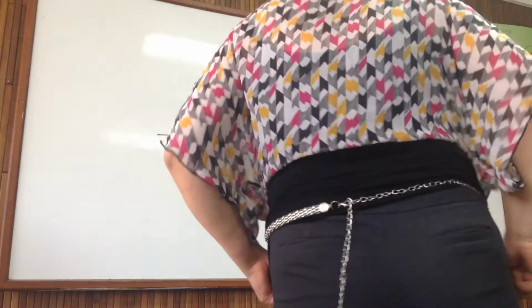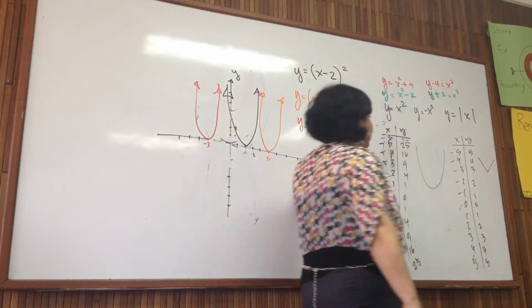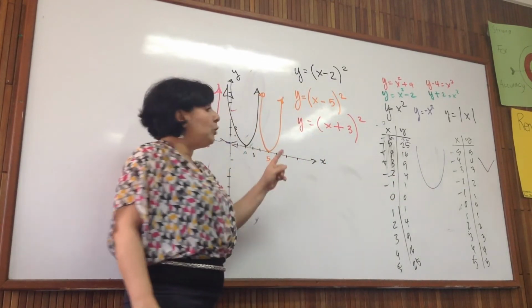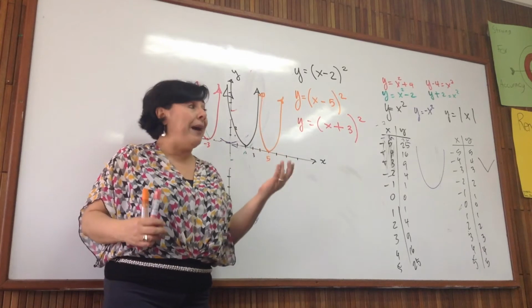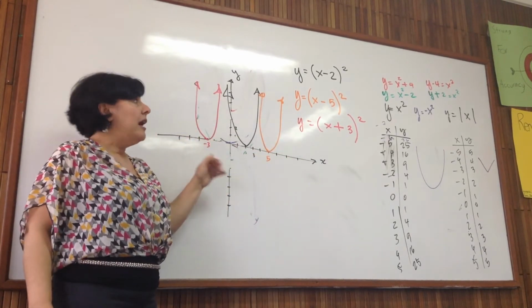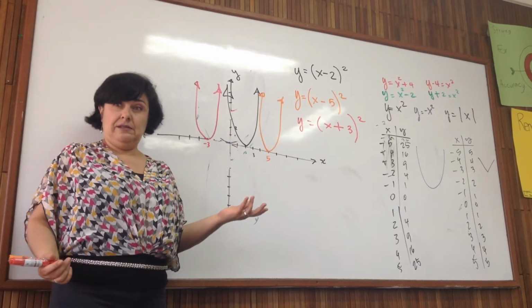Okay. Now, is it clear how the numbers next to the variable affect it? If it's next to it, you would have to leave it by itself to see how much it really moves and in what direction. But if it's next to it, it's the opposite. Does that make sense? Yes.